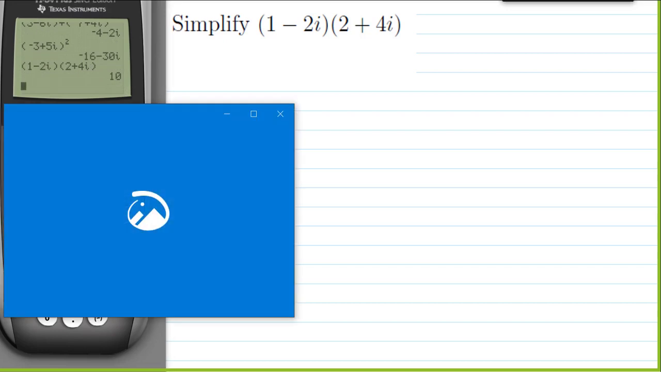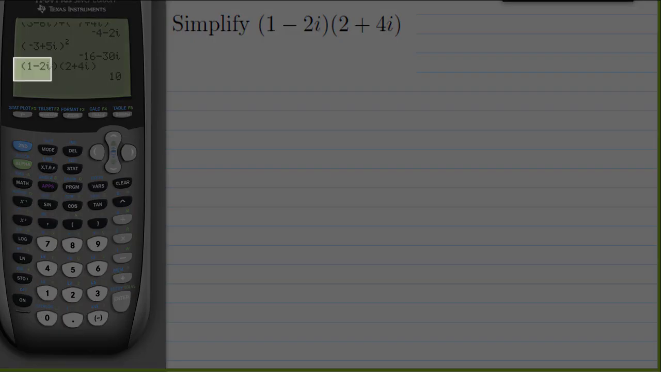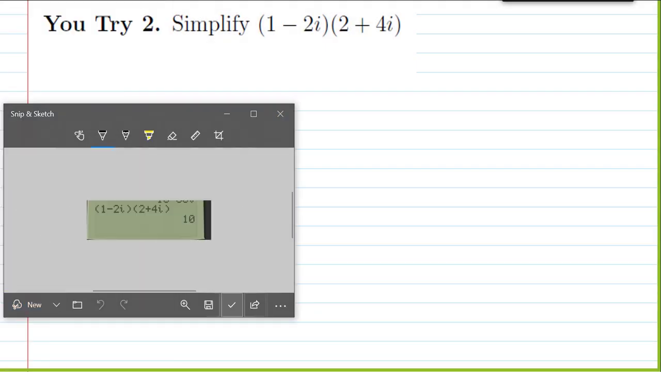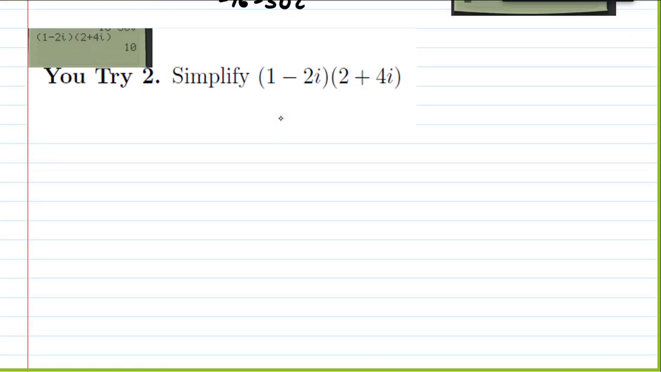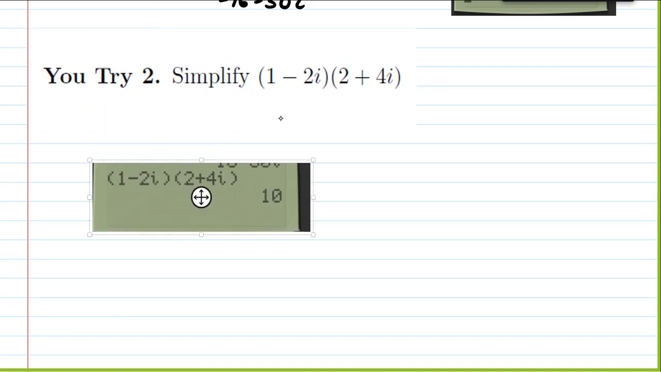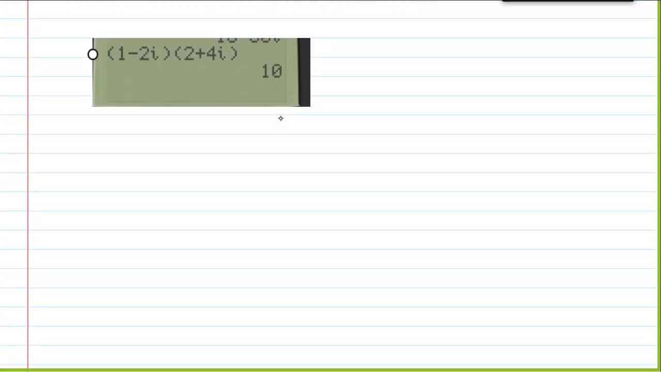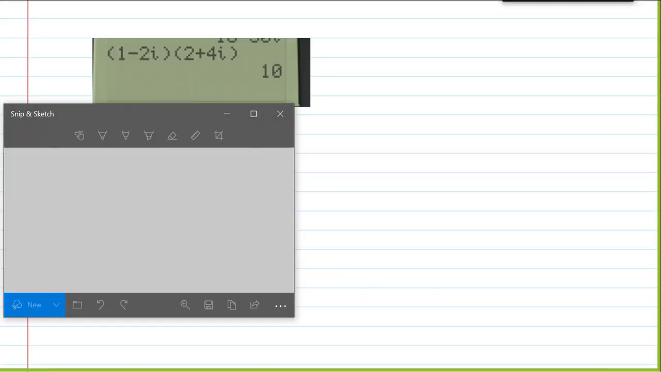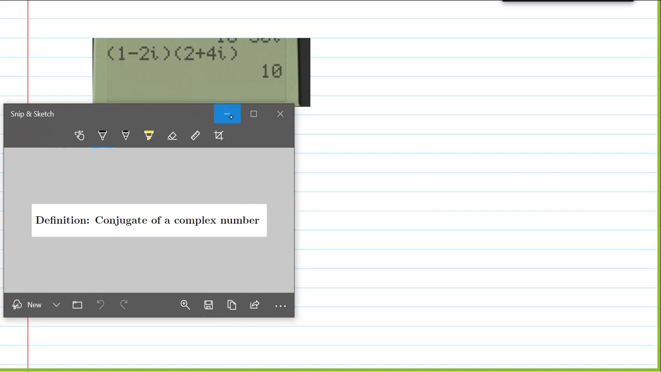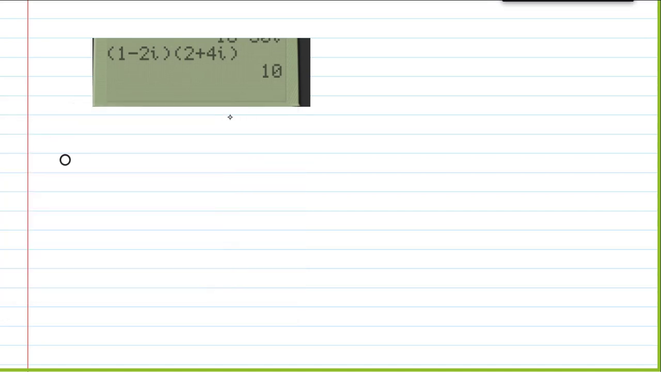Well, that's interesting. So we multiplied a complex number by a complex number, and we ended up with the number 10, which is just a pure real number. In none of our previous examples did we have something like that happen. So this leads us into our next definition that we want to talk about, which is the conjugate of a complex number.